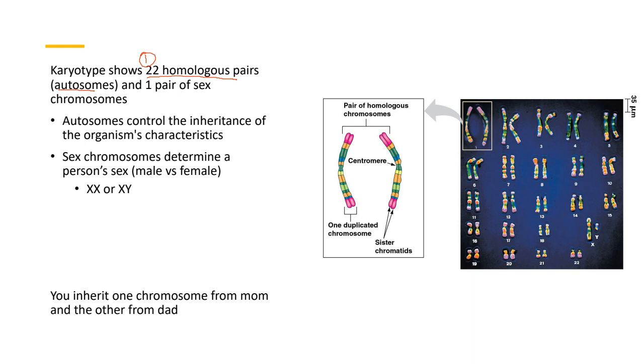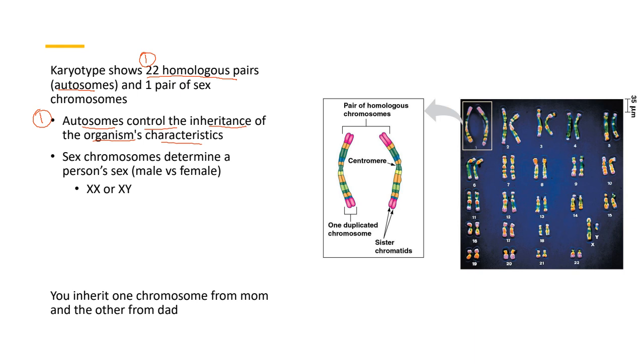Autosomes are those chromosomes that control the inheritance of the organism's characteristics. So pretty much everything that makes you, all the proteins that you need, whatever you're made of, all right, comes from the autosomes.